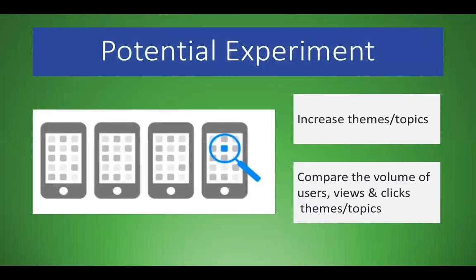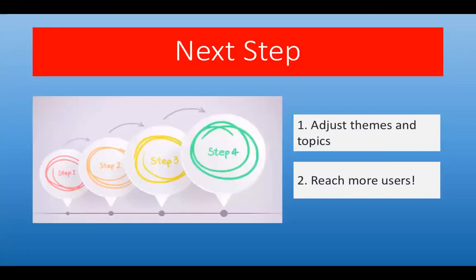Therefore, our potential experiment will be increasing the number of themes and topics and compare the traffic that each of the new topics brings. The value of users and views and clicks will then inform us about which of the themes and topics actually aid the users the most. We will be able to adjust the themes and topics in the future in order to reach more users and meet their needs better.